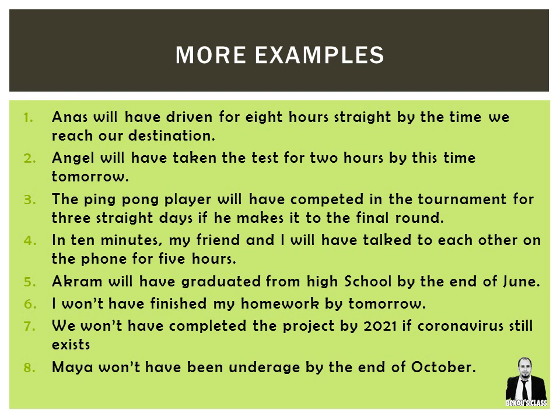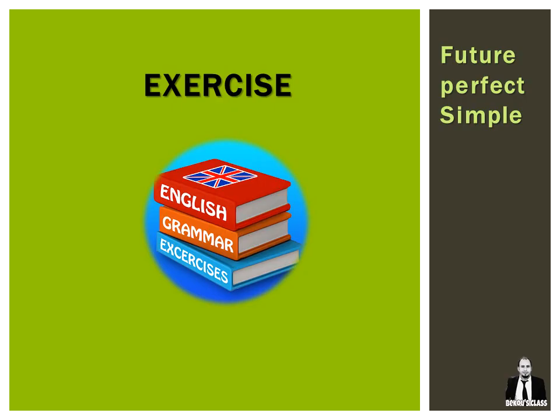Number 8, Maya won't have been underage by the end of October, which means that by the end of October, Maya will have been 18 years old. I hope these examples clarify the use of the future perfect simple in the positive, in the affirmative form, as well as in the negative one. Alright, so if you have assimilated the use of the future perfect simple, I'd like you to do some exercise.